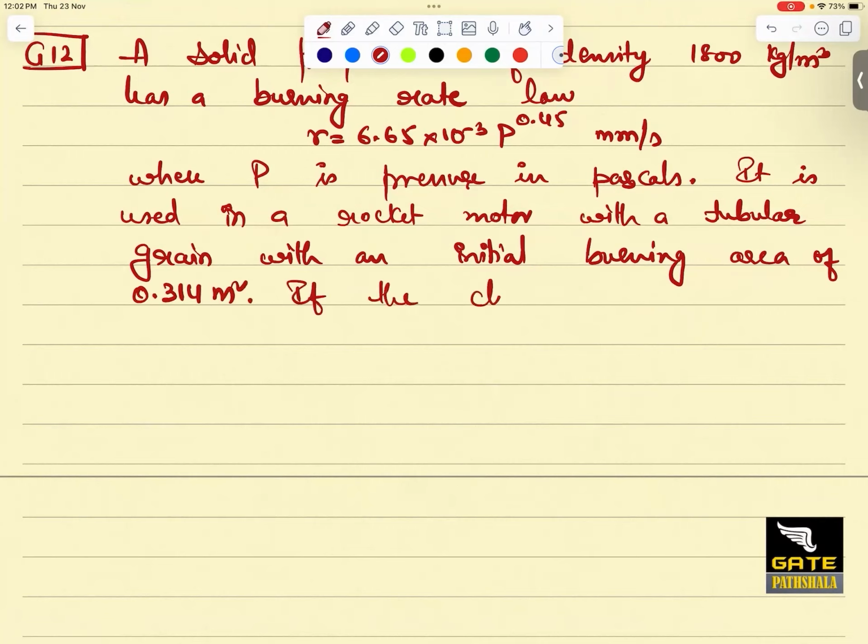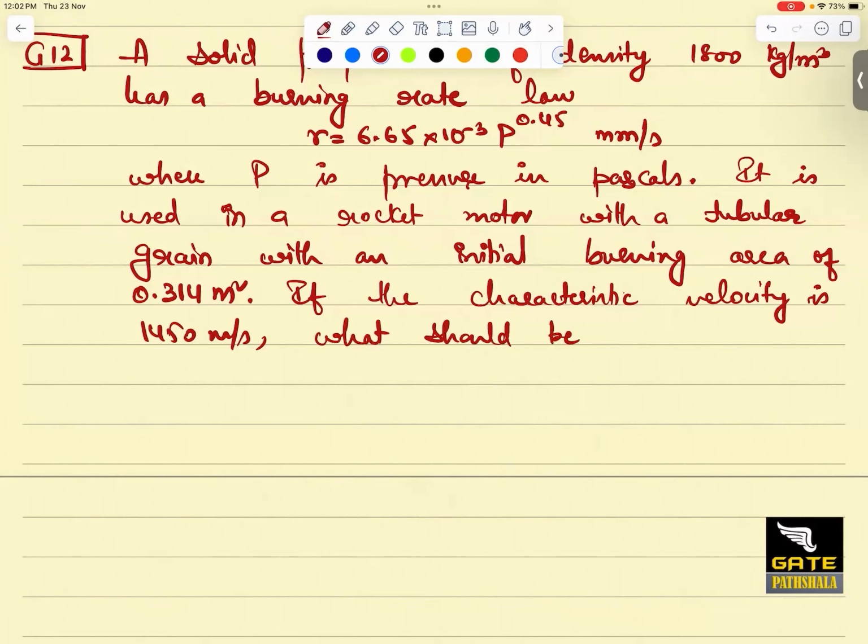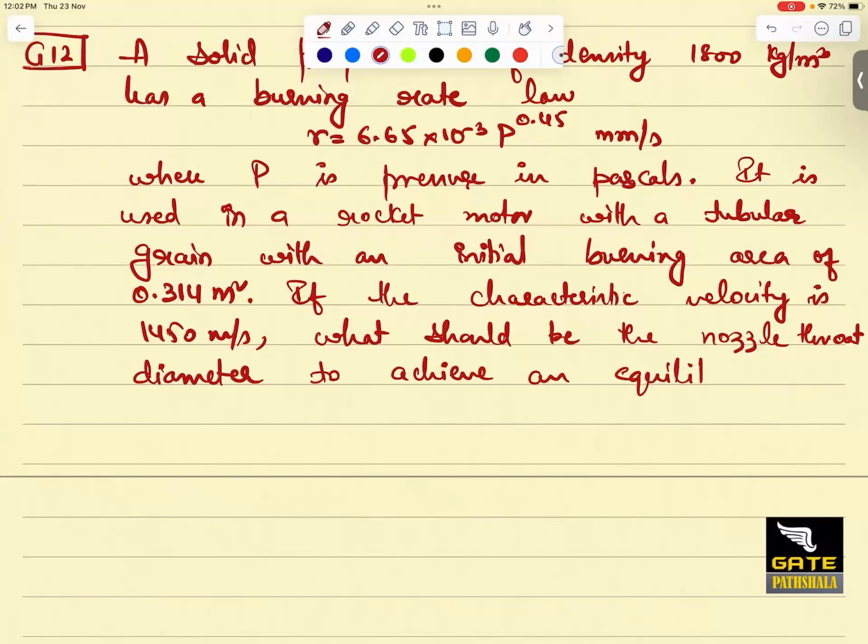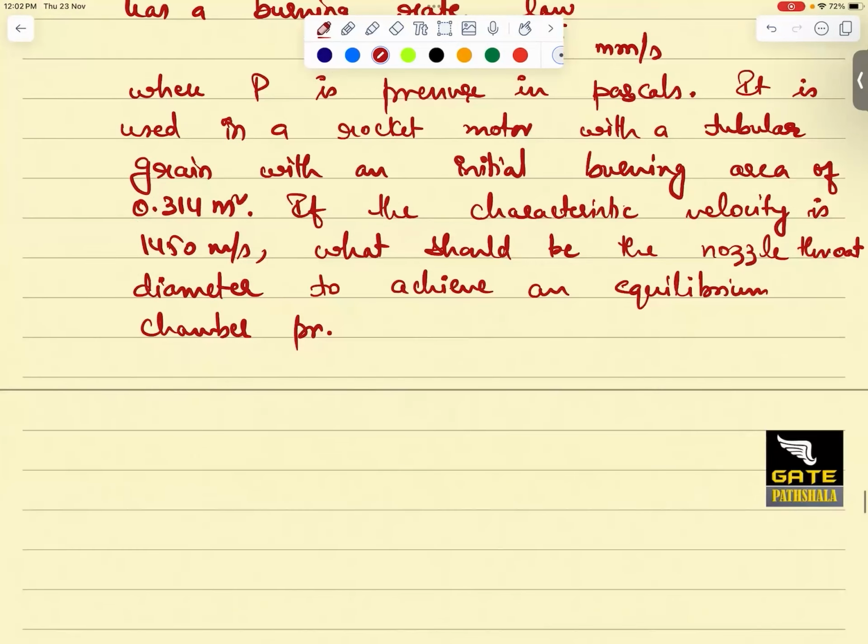If the characteristic velocity is 1450 meters per second, what should be the nozzle throat diameter to achieve an equilibrium chamber pressure of 50 bar at the end of the ignition transient?